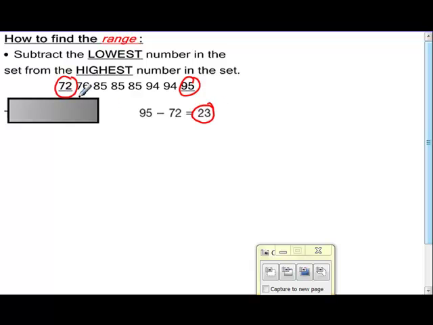That's the distance. Range is distance, how far it is between 72 and 95. If we put this on a number line, and 72 was down here, and 95 was up here, there would be 23 whole spaces. I'm not going to do this accurately, but there would be 23 whole spaces in between those two numbers.